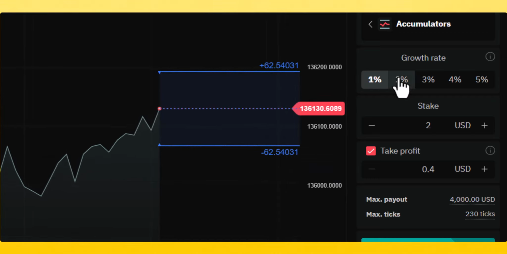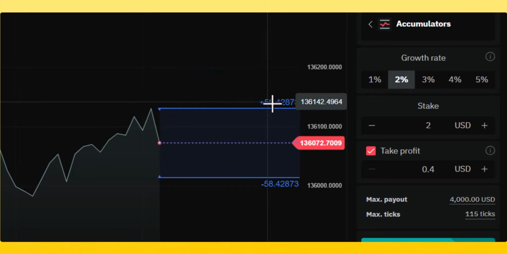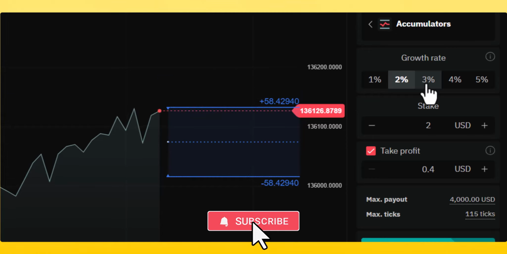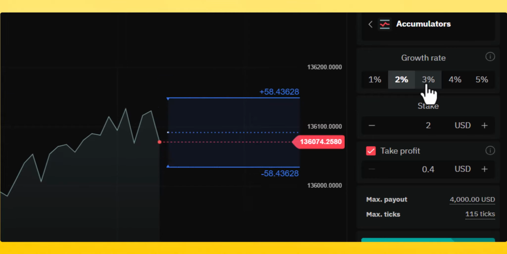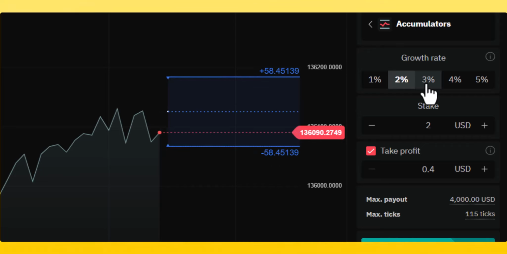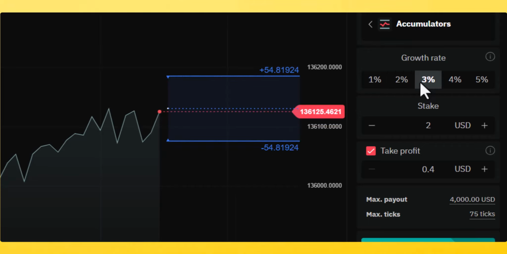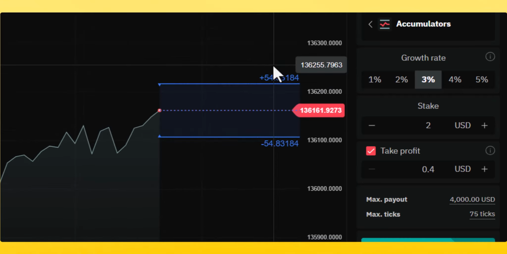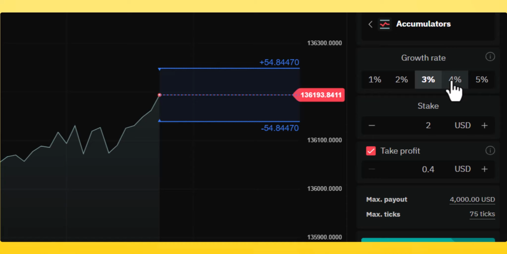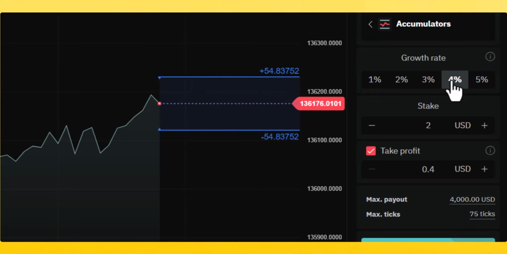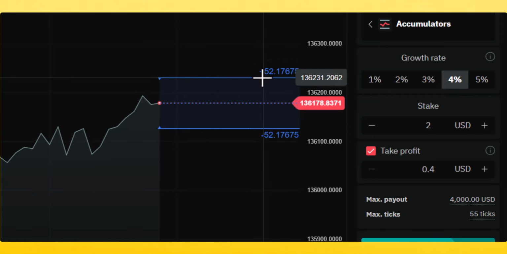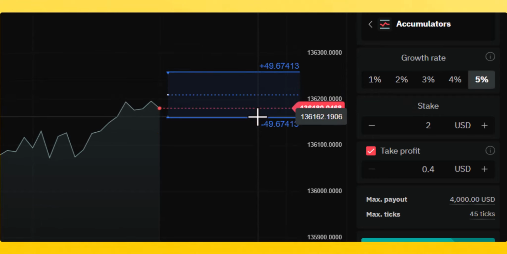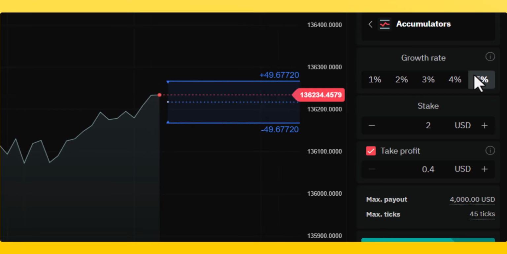If you select 2% growth, you have it 58. It's a difference of, I believe, 4. So if you select 3%, you have 54. If you select 4%, it goes down to 52. If you select 5%, it goes down to 49 as you increase the growth rate.